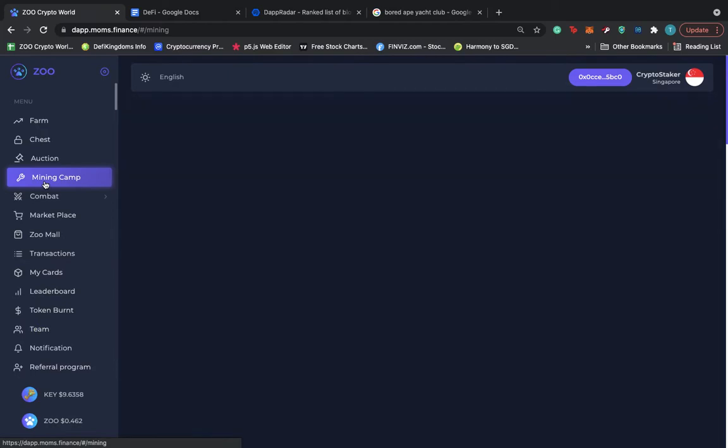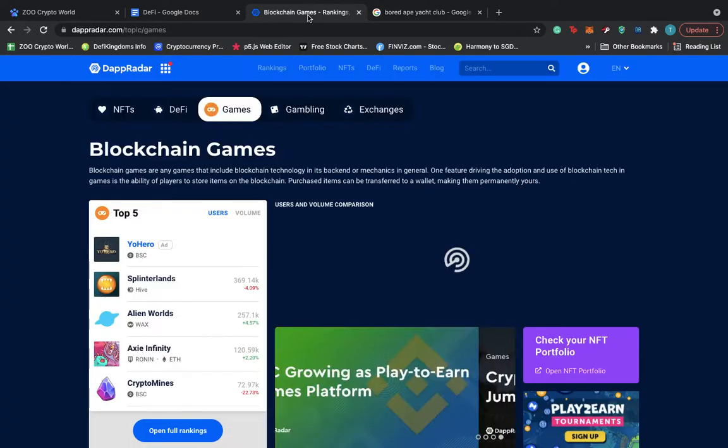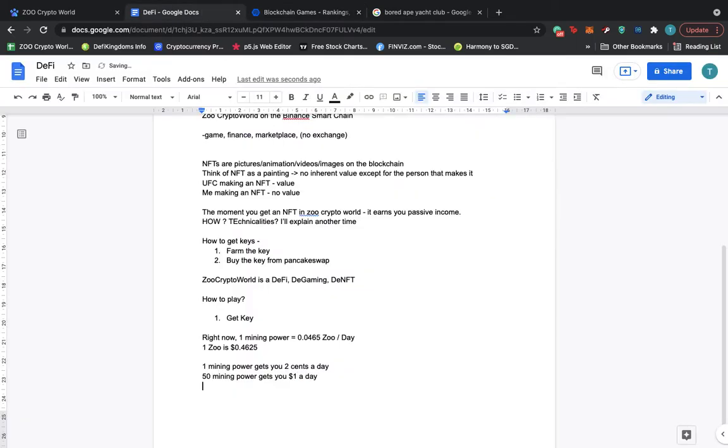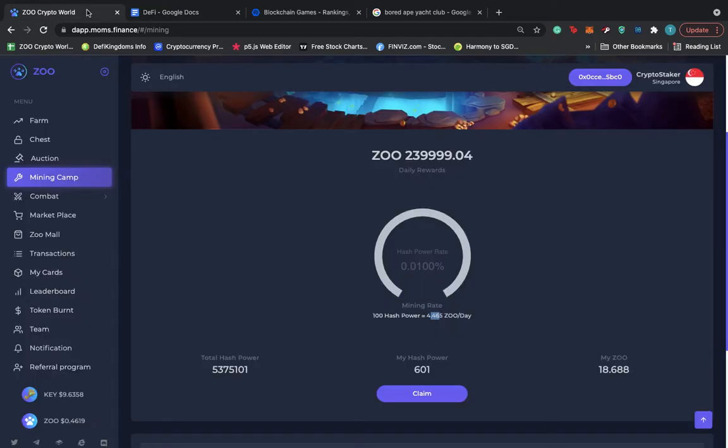So if you come back to my own mining camp, I have 600 hash power, right? You times this amount, 600 mining power times 0.0465 zoo is equal to about 24 zoo. And then 24 zoo times 0.4625 is equal to about $10. So I'm getting $10 a day, every day.